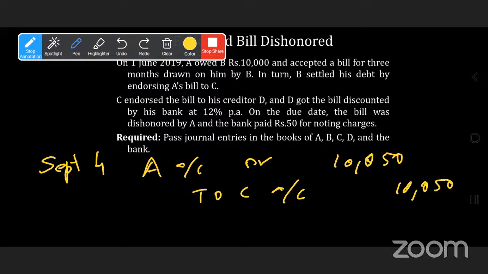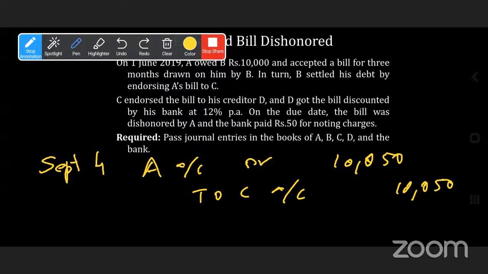Being endorsed bill dishonored and noting charges paid. The bank might have paid the noting charges, but in turn, when the bill is dishonored, A has to pay the noting charges to the bank. So 10,000 plus 50 noting charges. So these are the entries in the books of B.